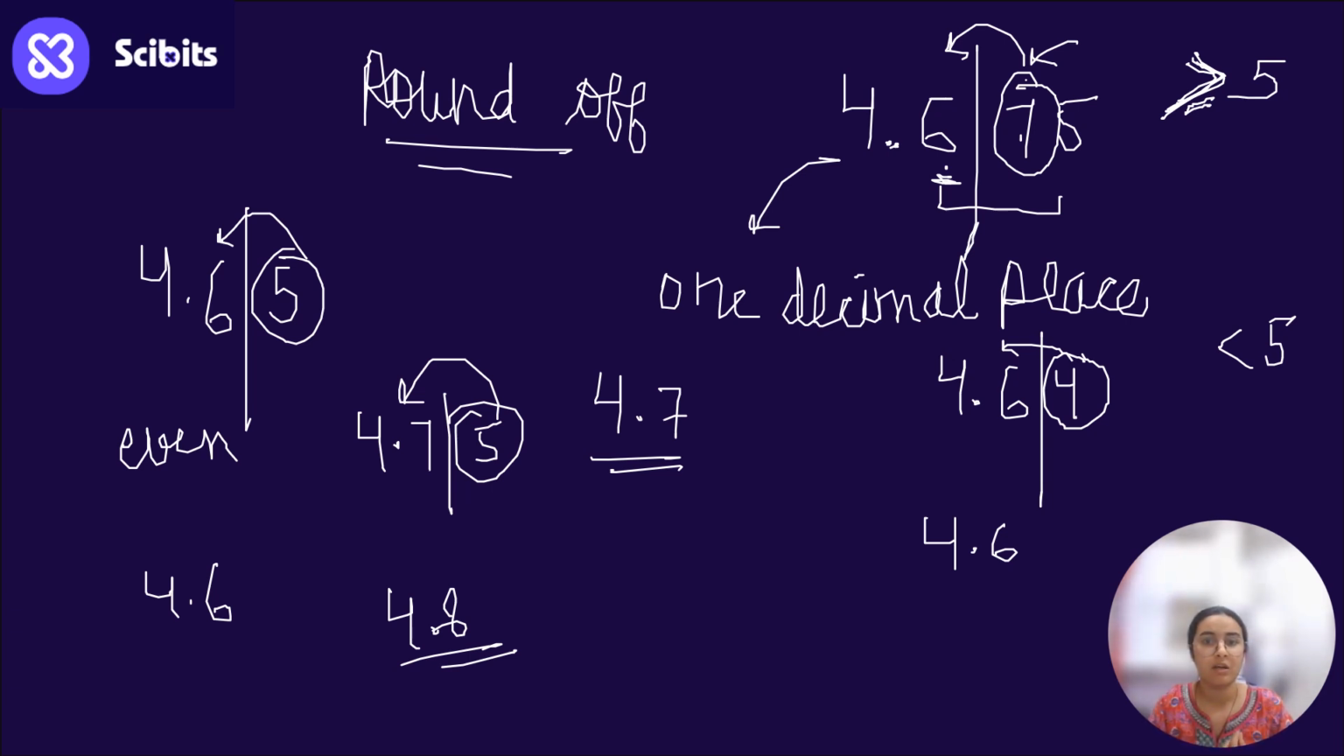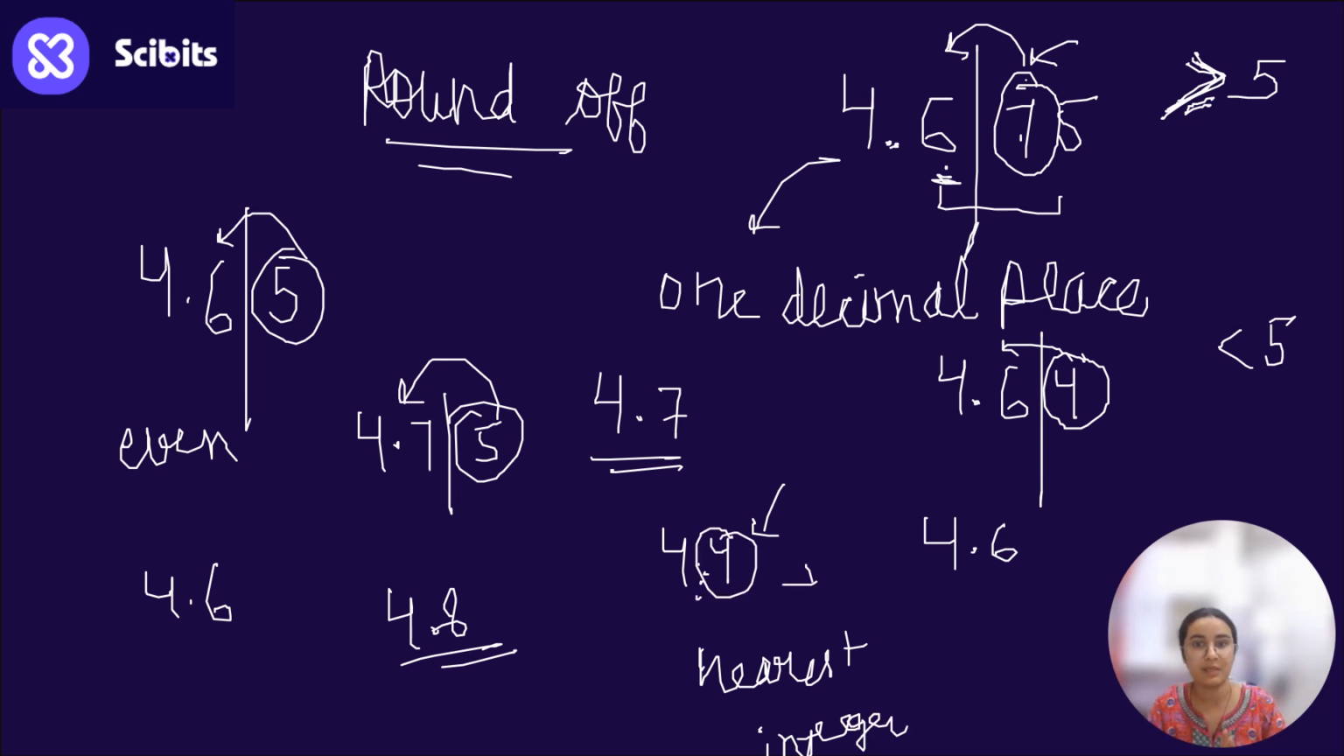Same thing happens for this. If it is 4.5 and I have to round it to the nearest integer, then also we will see this number. This is 4, less than 5, means I will write 4. But if it was 4.8, since 8 is greater than 5, then I will write it as 5. Okay.